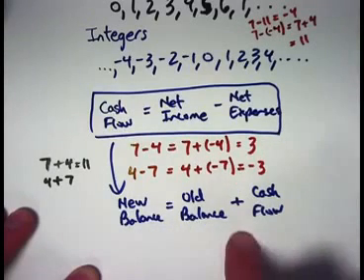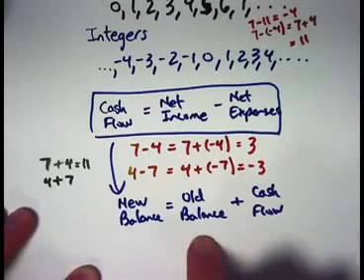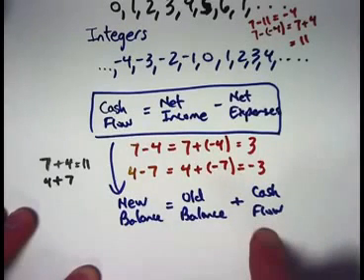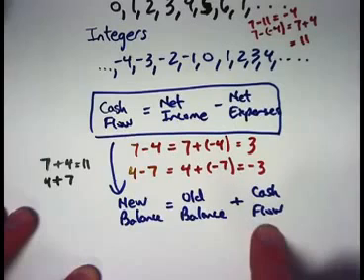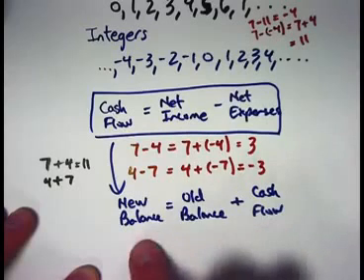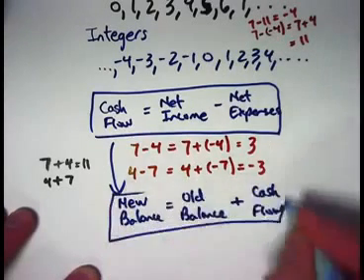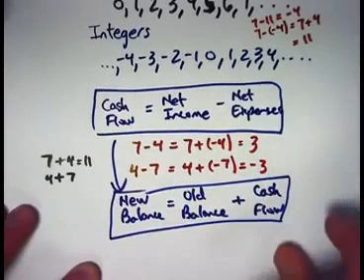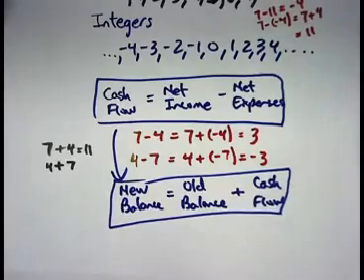But again, the equation works even if your cash flow is negative. If your old balance was $1,000 and your cash flow is negative $200, meaning your expenses were $200 more than your income, based on this equation, 1,000 plus negative 200 is 800. It's the same as 1,000 minus 200. Your new balance is $800 at the end of the month. So this equation is important too. And again, it's always true whether your cash flow is positive or negative. And that's another benefit of having negative numbers.